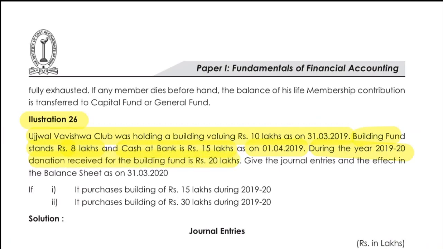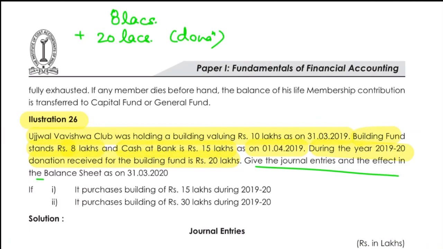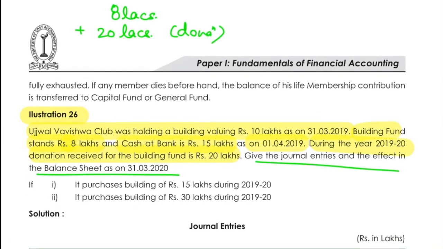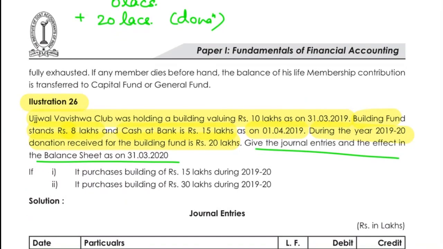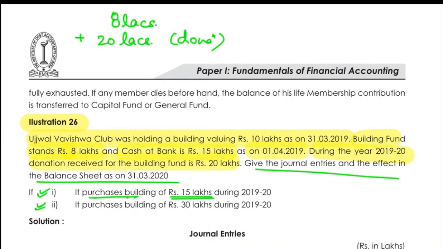So the opening fund has 8 lakh rupees. Then we have received an additional donation of 20 lakhs. This is the donation which I have received. Give the journal entries and the effect on the balance sheet of 31st of March 2020. Okay, sir, let us see. They have given two cases. If the purchased building is of 15 lakhs, so right now I have a total fund balance of 28 lakhs. This is the building fund account.